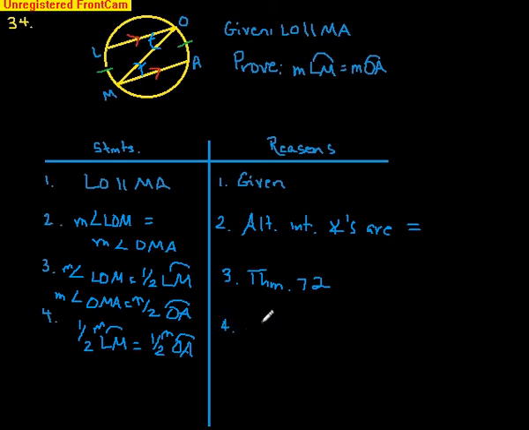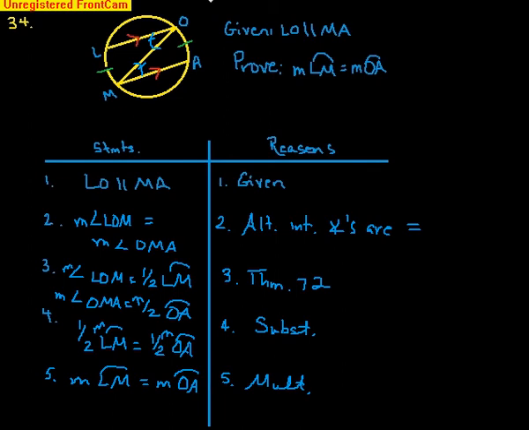And the reason that we can do that is just substitution. And then finally, we can say the measure of arc LM equals the measure of arc OA. And the reason for that is we're just going to multiply both sides by 2, so we just say multiplication. So all I did here is I used the parallel lines to get equal angles. Then we can say the angles are equal to half of the arc. And then we can substitute and say the half arcs are equal, and then multiply both sides by 2.